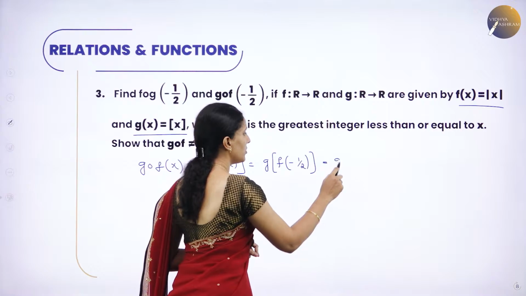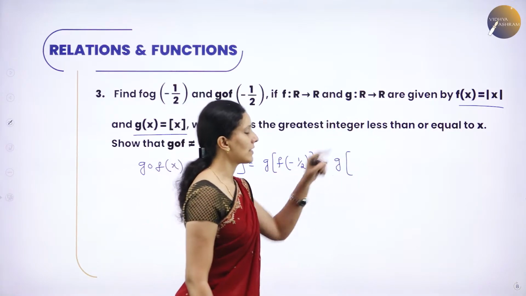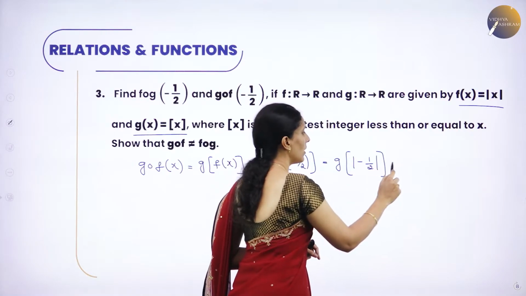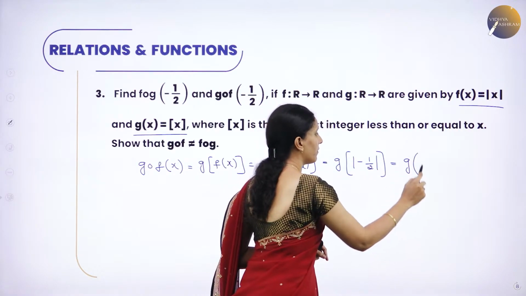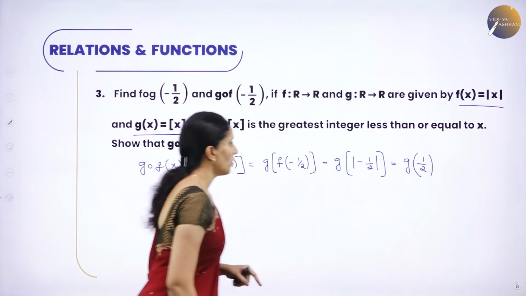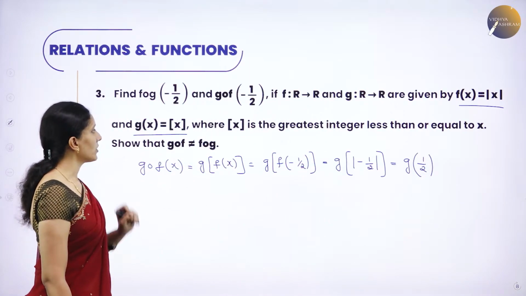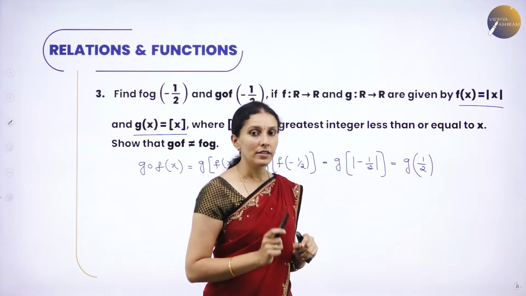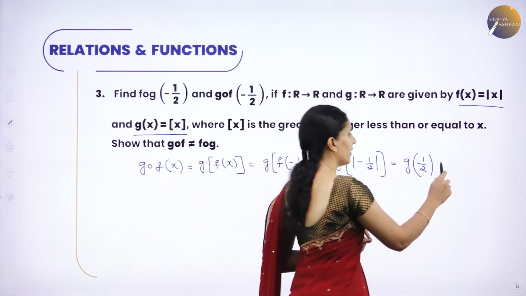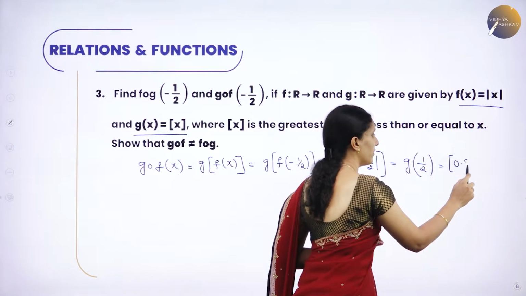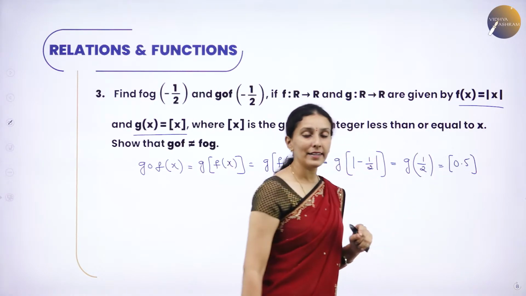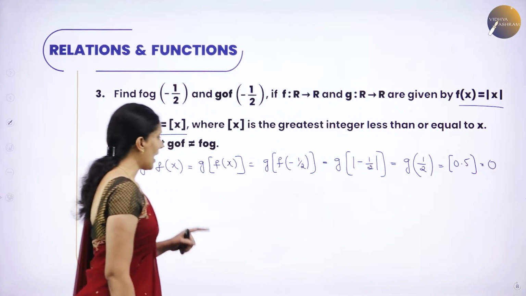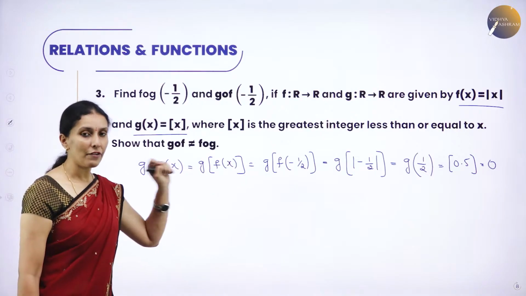So that means g of, what is f of minus half? It is modulus of minus half. Modulus of minus half is half. So how will we write the function g, which is the greatest integer function? Half is nothing but 0.5. So what is the value for 0.5? The greatest integer less than or equal to x is 0 here. So therefore, the value of g naught f of minus half is 0.